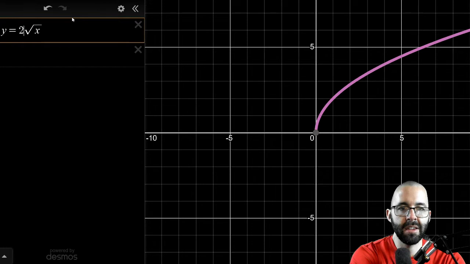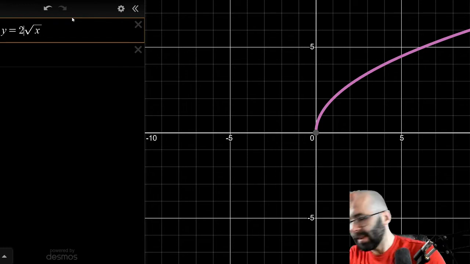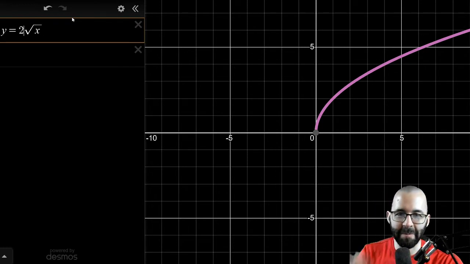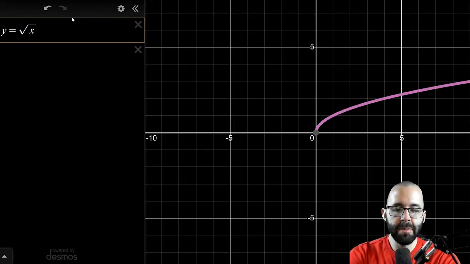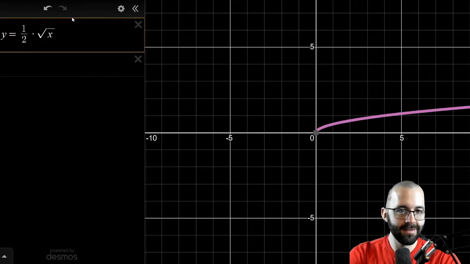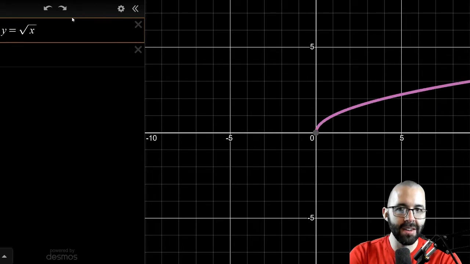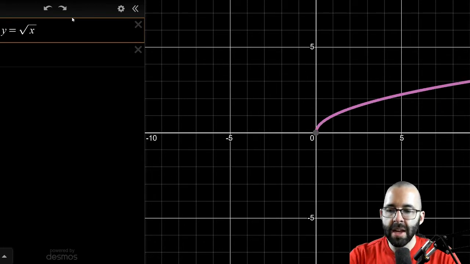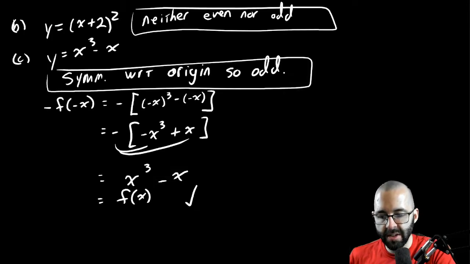Look at the y values here. They should all be doubling. And that's exactly what we have. If we divided by 2 or multiplied by 1/2, that should multiply the y values by 1/2, and so on. Okay, and that's going to be vertical stretching and compressing, and that's where we're going to start today.